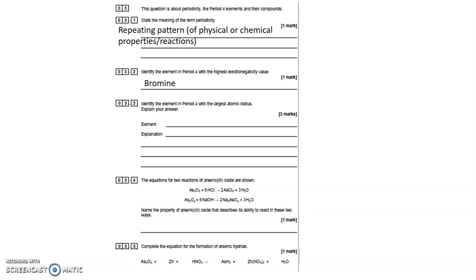Identify the element in period 4 with the largest atomic radius. The largest atomic radius is in group 1. So potassium is in period 4, row number 4, in group number 1. The reason that potassium has the highest, in other words, the elements on the left of the period have the highest atomic radius, is because it's got the smallest number of protons.